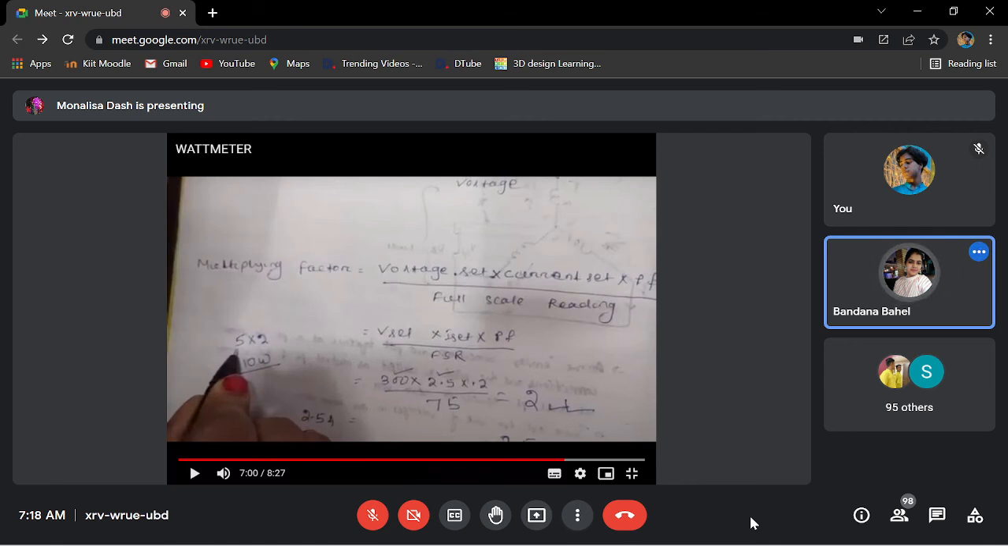Is it clear? So V set you got according to whatever you have set. I set you got. Then power factor will be written on that wattmeter, that is 0.2, divided by full scale reading, so you will know by looking at the scale. Now it is clear?